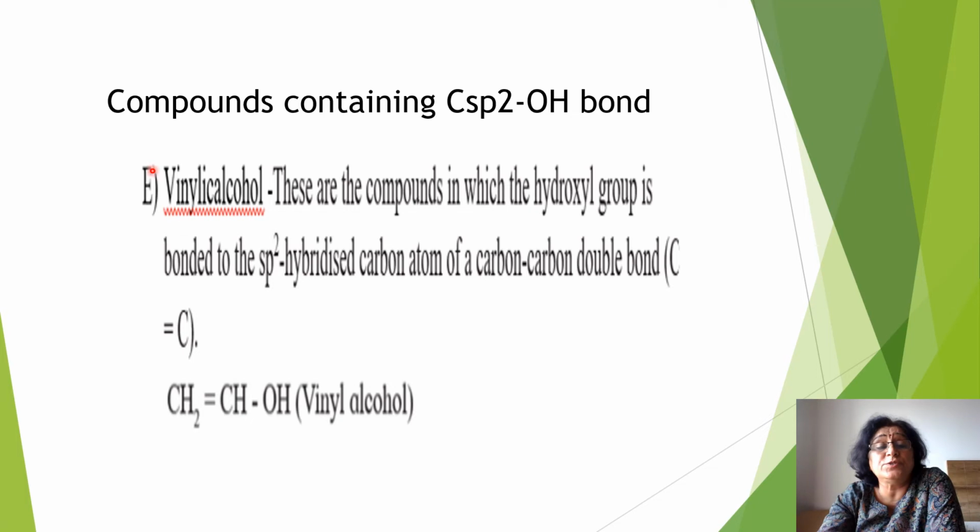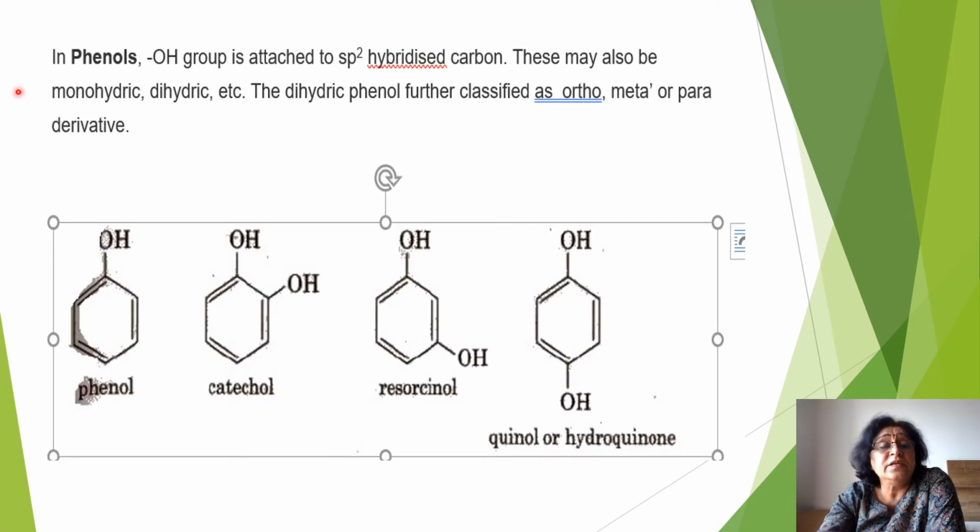Now compounds containing carbon sp2 OH bond. So vinylic alcohol. These are the compounds in which the OH group is attached directly to the carbon double bond carbon. This is the sp2 hybridized carbon, and the OH group is directly attached to the sp2 hybridized carbon. So an example is vinyl alcohol. Clear?